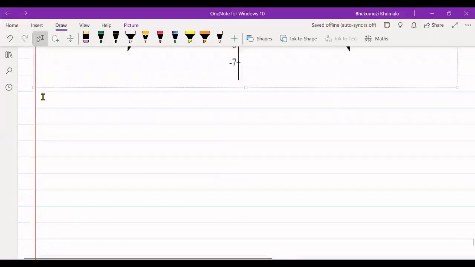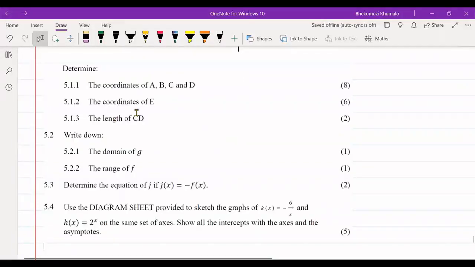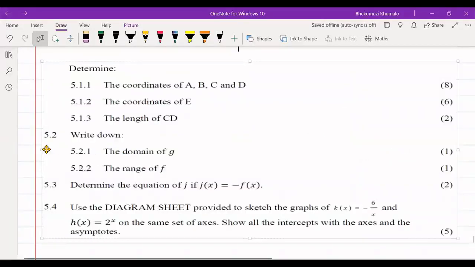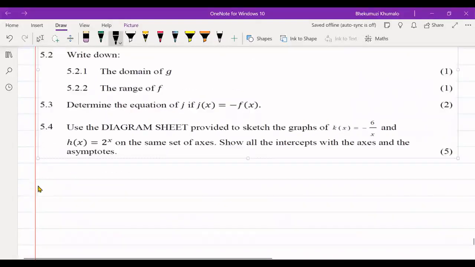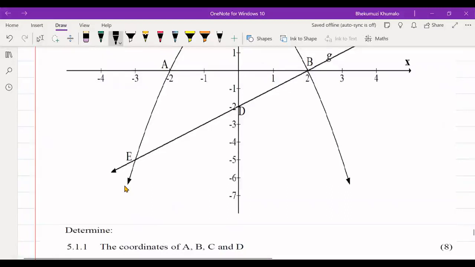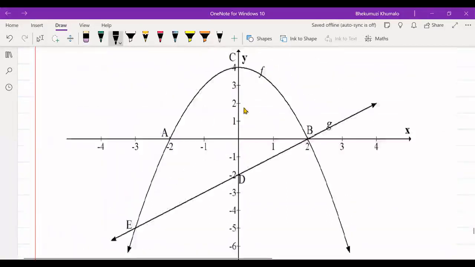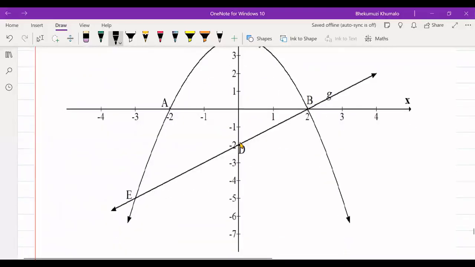So let's start by pasting this, and I'm not going to paste it fully, right? Let me just open it up. Okay, so there we have 5.1, 5.1.1. And so they're asking us, we need to determine the coordinates of A, B, C, and D. There's A, there's B, there's C, and then there's D, right?